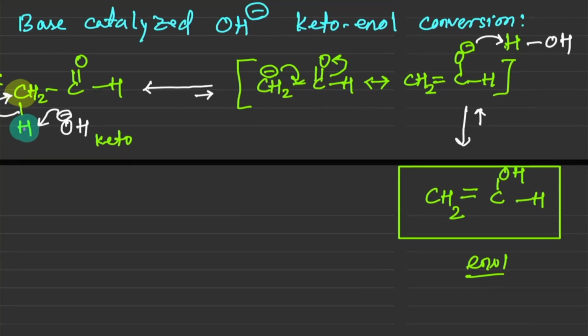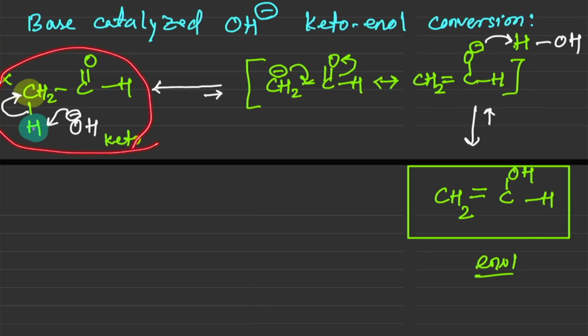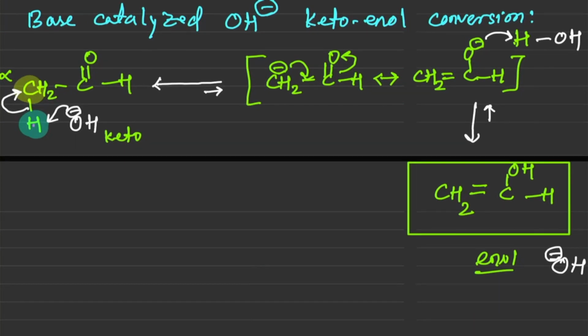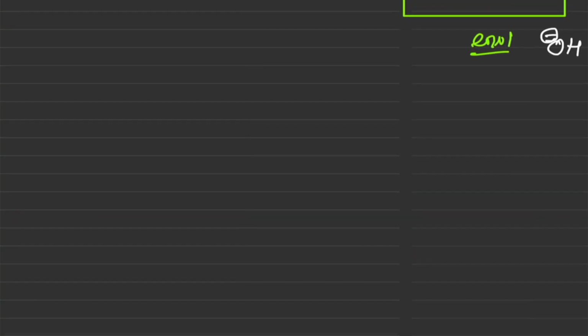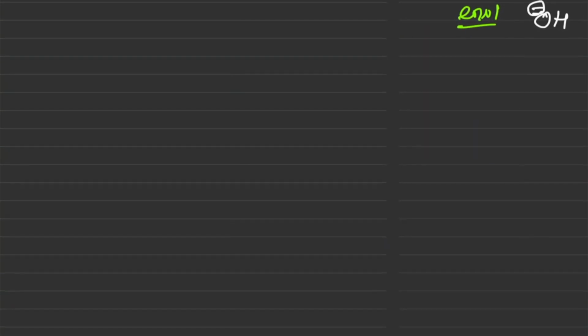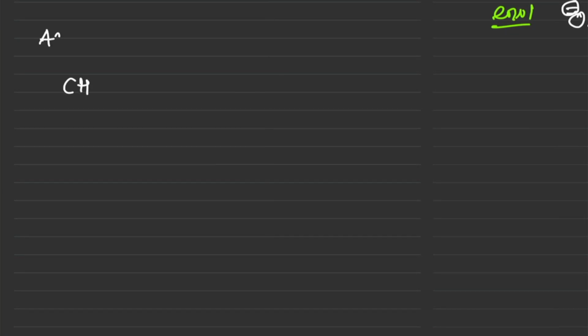So we started with keto, and we ended up with enol just by removing the alpha hydrogen. And what is the end product? What's left over? We are left with OH minus. You notice we started with OH minus, and we got back our OH minus, so that acts as a catalyst. That's why it's called base catalyzed, because you're using base. Okay, so we can do the exact same thing with acid catalyzed as well.